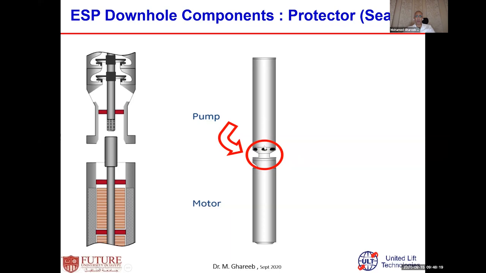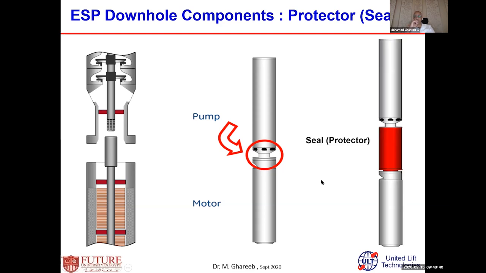If I connect the pump to the motor, usually the motor has a shaft, and the motor shaft should be connected to the pump shaft or intake shaft to rotate it. What will happen to the produced fluid, especially if there is water? It will go to the motor. What will happen to the motor? The motor will be burned.